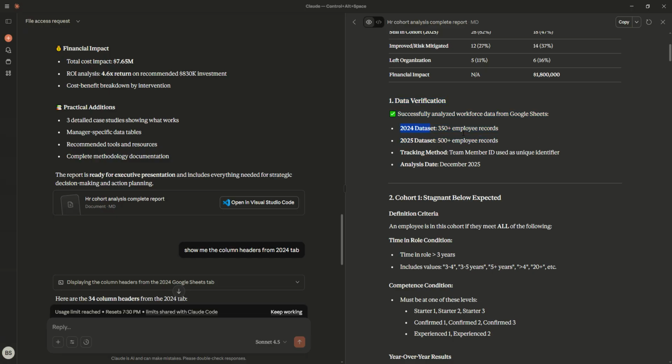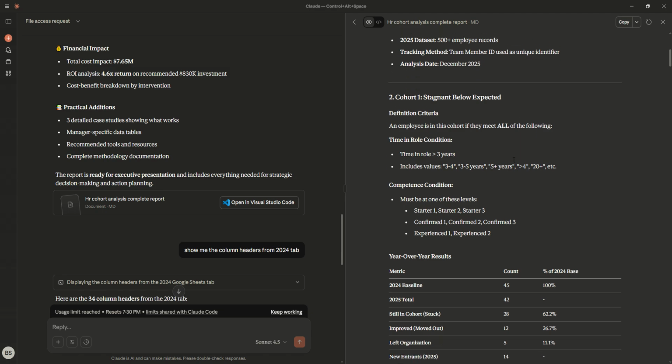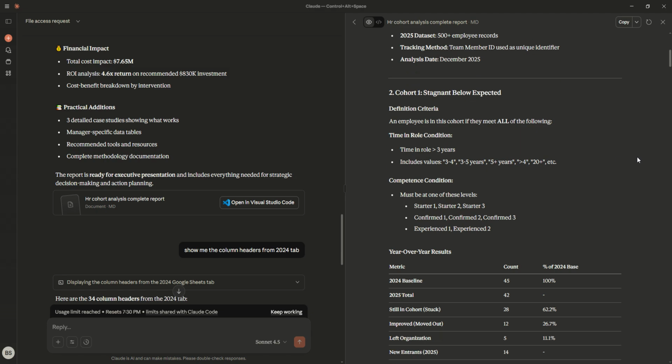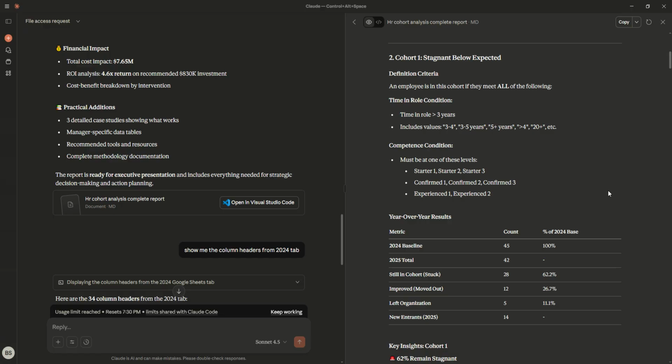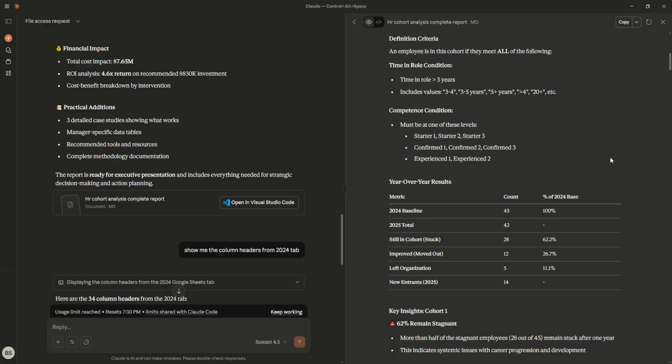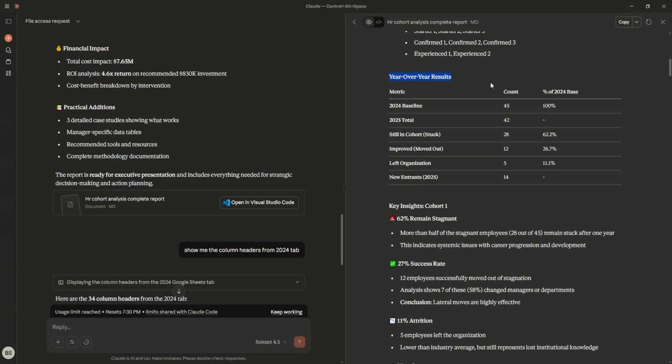In all the data, as you can see, from the 2024 data set we extracted in total 350 plus, and from the 2025 data set we extracted 500 plus employee records. In cohort 1, stagnant below expected, there are definition criteria: an employee is in cohort 1 if they meet all the following parameters: time in role condition, which is more than 3 years. And here you can see the year over year results of cohort 1 metrics.